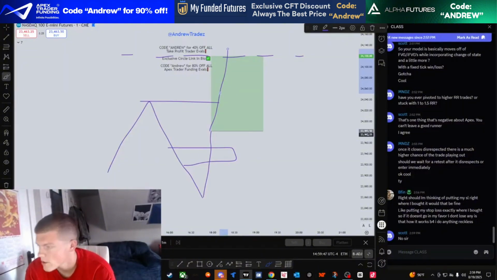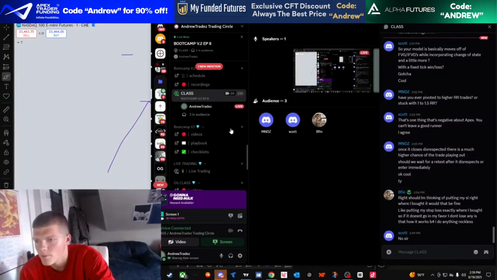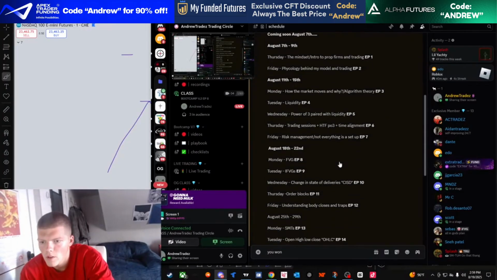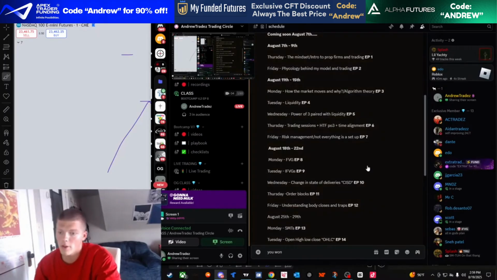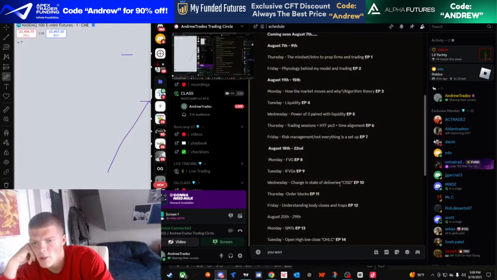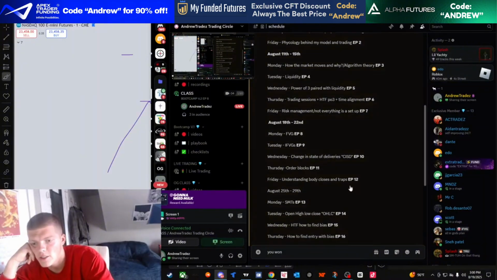And then essentially tomorrow, let's see what we're going over tomorrow. IFVGs. Okay, so tomorrow we'll be going over CISDs. That's essentially the last thing that you would need to know to really understand my model. Thursday we then go over order blocks. That's a little more advanced, but that's really after Thursday is the last thing you need to know.